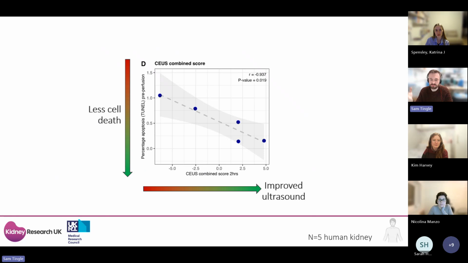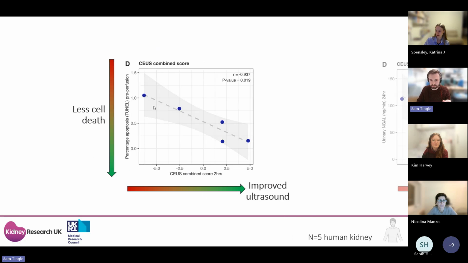And here's an example with 5 human kidneys, which, similar to Sarah's work, these are kidneys that had been retrieved with the intention of them being transplanted and then were deemed too unhealthy for transplant. And each of these dots represents an individual kidney. And moving from left to right on this bottom axis means that the ultrasound scan is better. It's showing better blood flow to those regions. And then moving down this axis, this is where we've looked at the kidney under the microscope. And moving down this axis means there's more dead cells. And what you can see is that the better the ultrasound is, it tells us that there are more living, happy, healthy cells in the kidney.